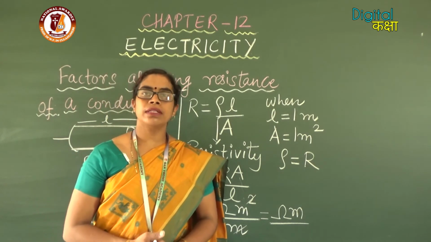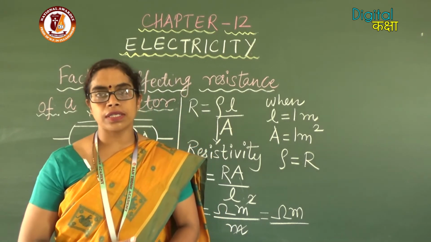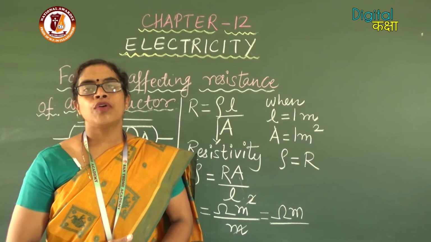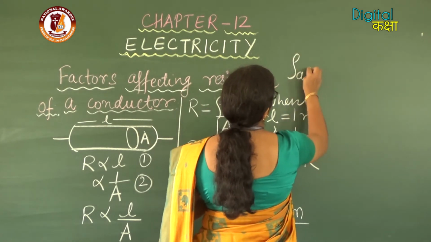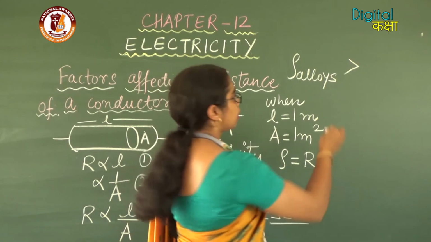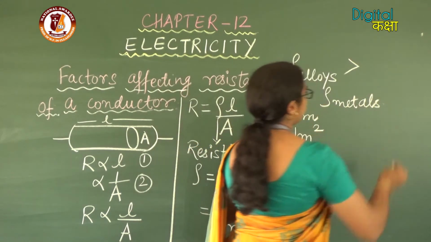When we compare the resistivity values of the two categories of conductors, that is alloys and metals, from their values, the resistivity of alloys is greater than the resistivity of metals.